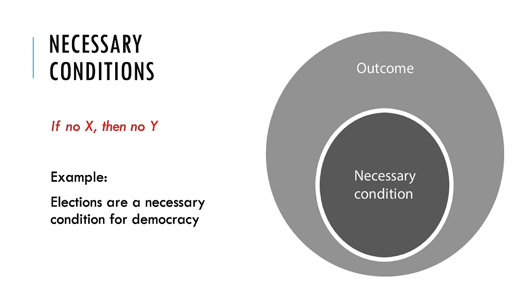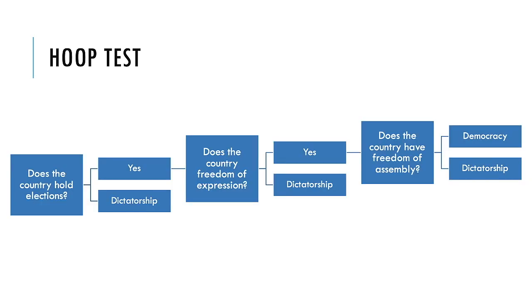And that's how you need to think about necessary conditions. If they are absent, the outcome is impossible. If there is no X, then there is no Y. Another way to think about necessary conditions is a hoop test. A country needs to meet certain criteria or jump through certain hoops to be considered a democracy.